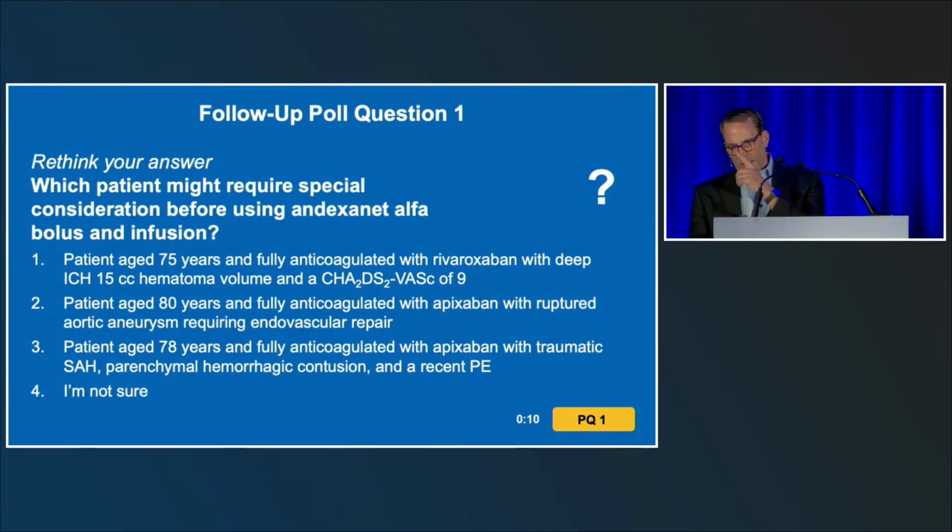There we go. So who would require special consideration? Again, the 75-year-old with a deep hemorrhage and a high stroke risk, the 80-year-old with a ruptured aortic aneurysm who might need heparinization during their endovascular repair, the 78-year-old with a traumatic bleed and a recent PE, and the cop-out.